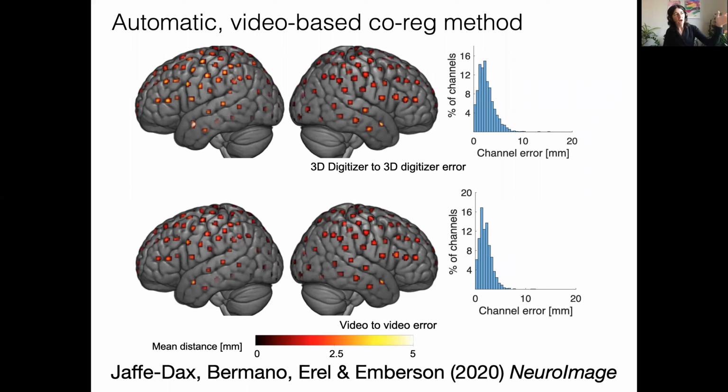So the top is looking at the 3D digitizer against the 3D digitizer. That's basically saying if you have one participant in a cap, and I go through with the digitizer and get a recording of every location of the sensor, and then I have the same person in the cap and I just do it again, what's the error between those two? So this is like test-retest. How consistent is it? And this just gives you a sense of the amount of error of the system, of this measurement.